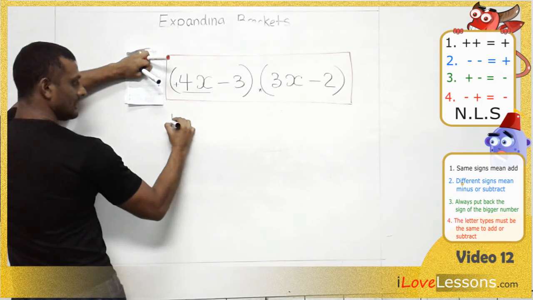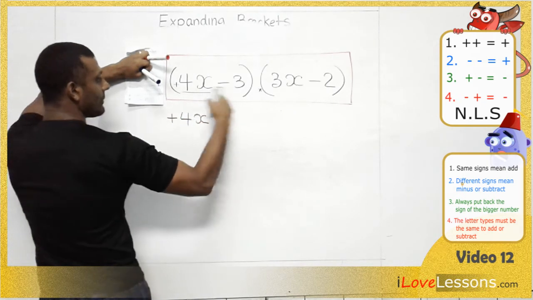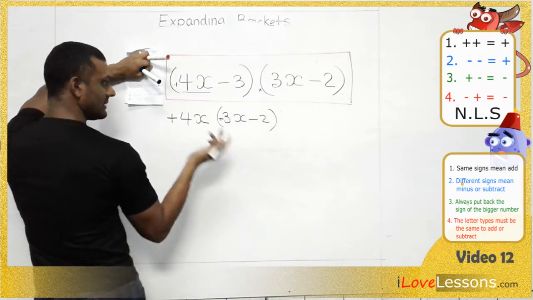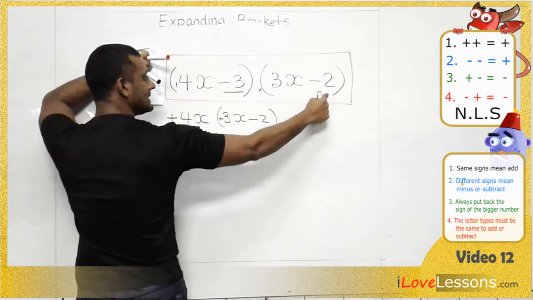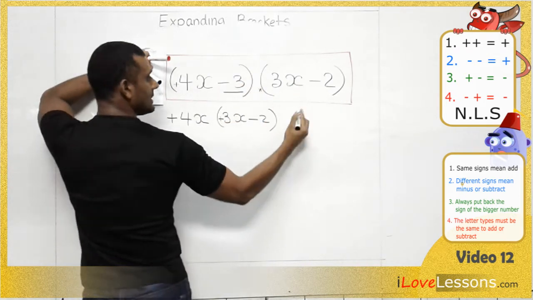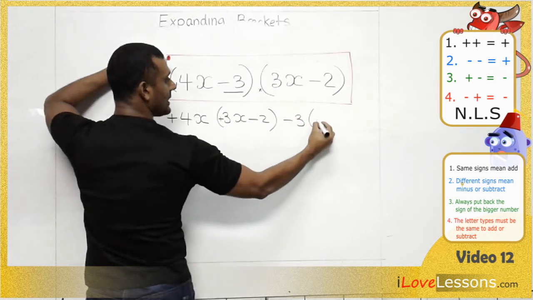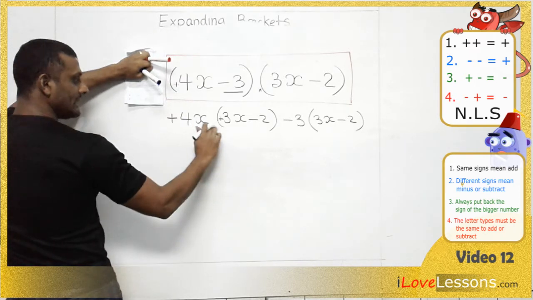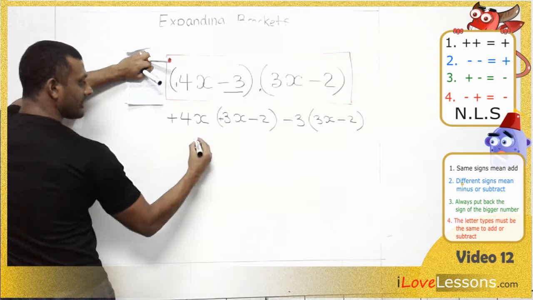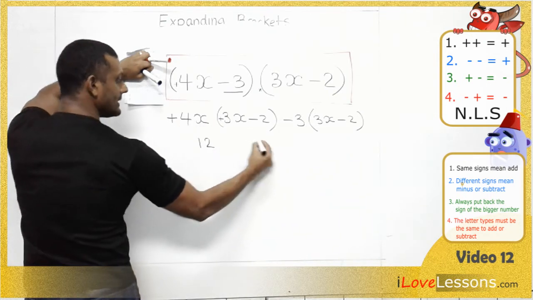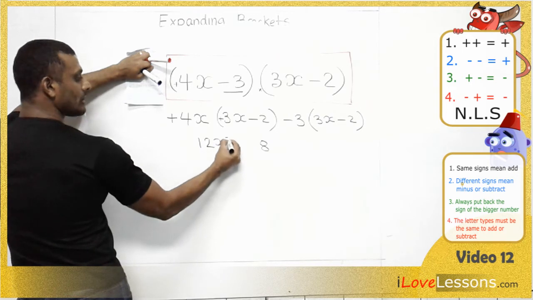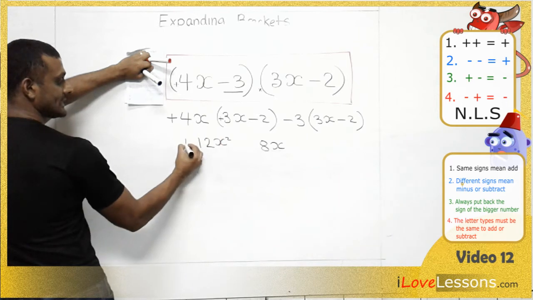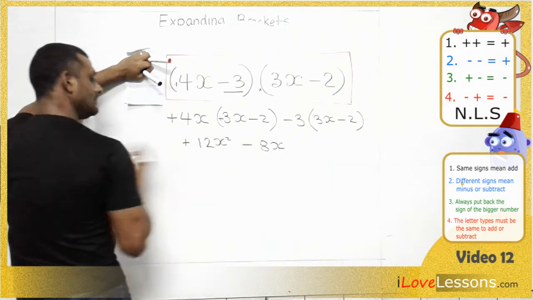Let's get started. We have positive 4x, and we're going to multiply this by 3x minus 2. Now this 3 is secretly positive. Now we're going to take these two and multiply by minus 3. So we take the minus 3 and we're going to multiply it by 3x minus 2. Let's use the N, the L, and the S. 4 by 3, 12. 4 by 2, 8. X by x is x squared, and x by no letter will give me back an x. Positive and a positive is still a positive. Positive and a negative is a negative.